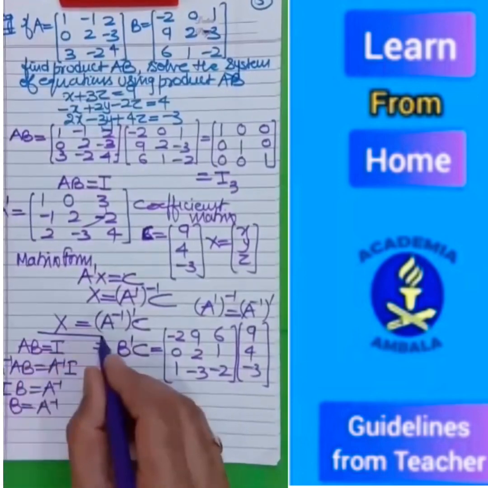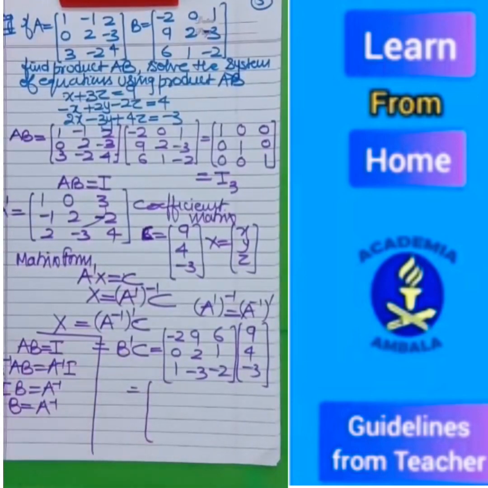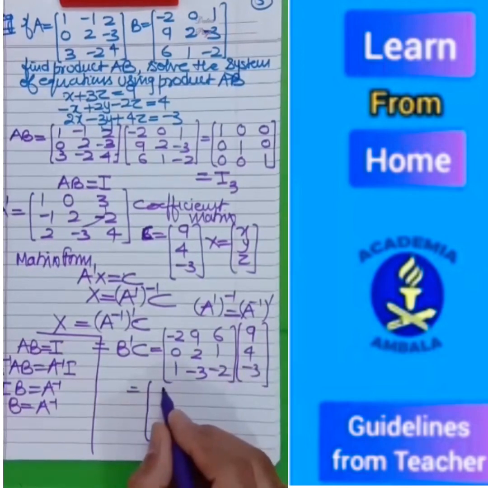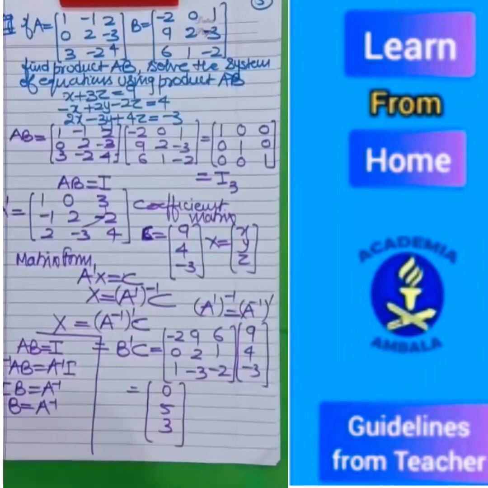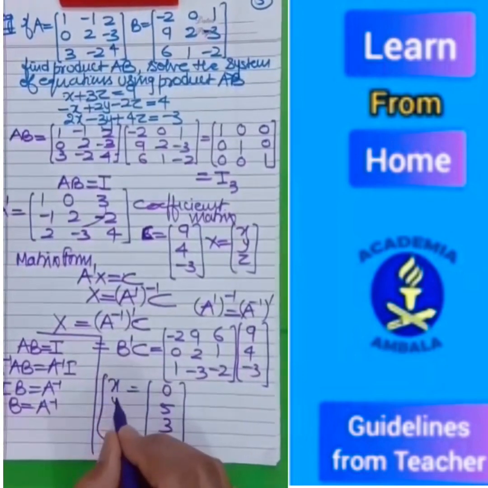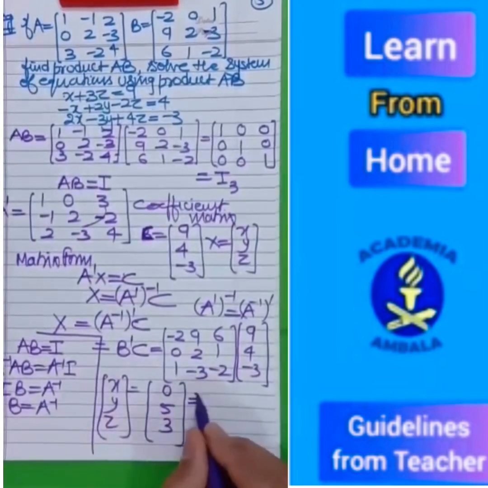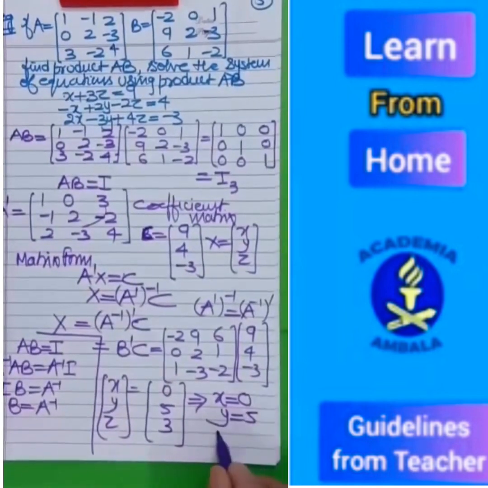Whenever you multiply this, we will get 0, 5 and 3. This is your x, y, z. Now on equating, we will get x is equal to 0, y is equal to 5, z is equal to 3. That's all.